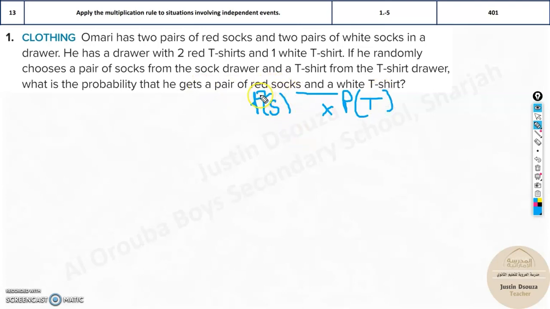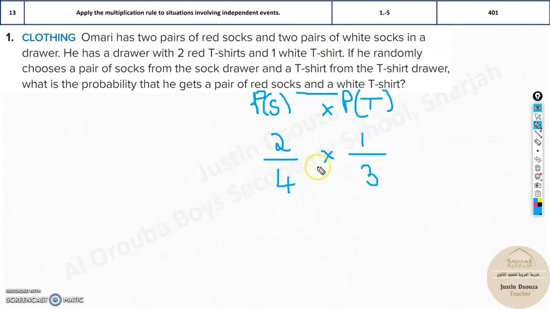Which are the socks that's required? Red socks. How many red socks are there? 2 red socks and 2 white socks. So 2 red socks out of how many total socks? 2 plus 2 is 4. So favorable outcome, red socks, is 2, total outcomes are 4. Multiply it with the t-shirts. White t-shirt, how many white t-shirts are there? 1, divided by the total number of t-shirts, which is 2 plus 1, 2 red and 1 white. So it is 3 total.